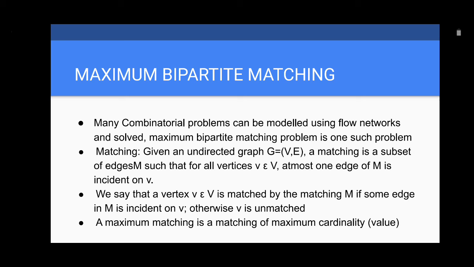Given an undirected graph G = (V, E), a matching is a subset of edges M such that for all vertices v belonging to V, at most one edge of M is incident on v. We say that the vertex v belonging to V is matched by the matching M if some edge in M is incident on v, otherwise v is unmatched. A maximum matching is a matching of maximum cardinality.